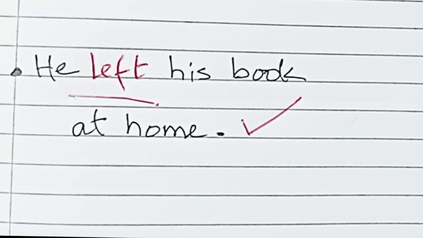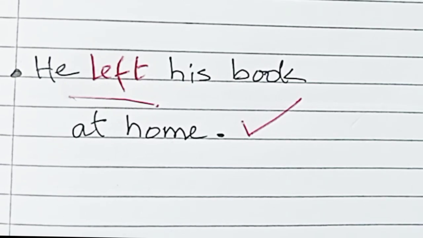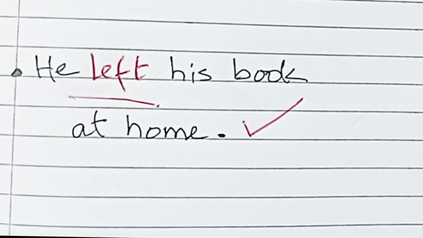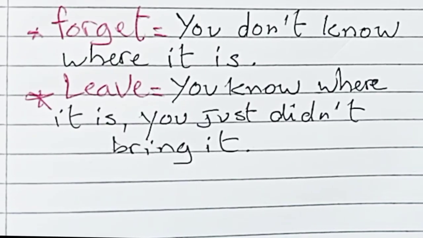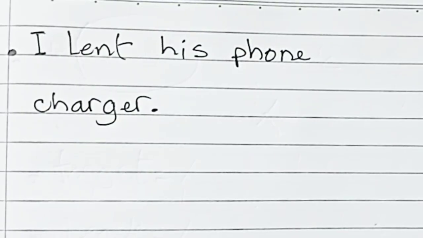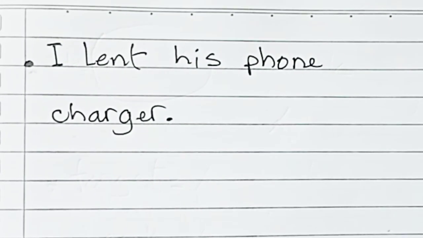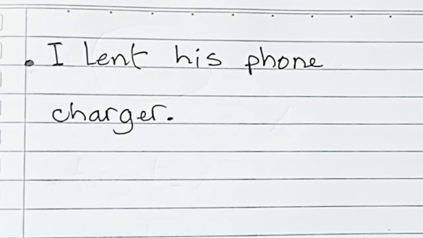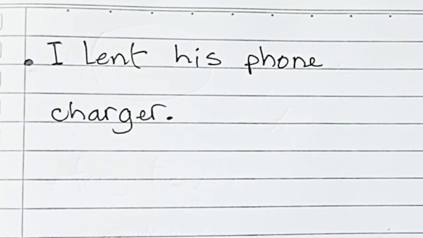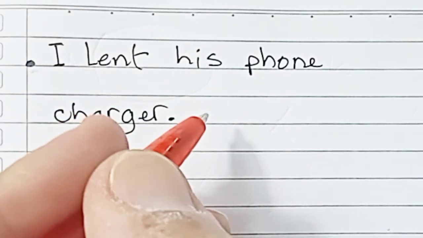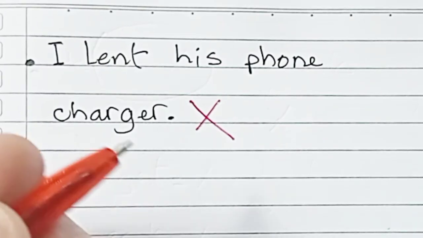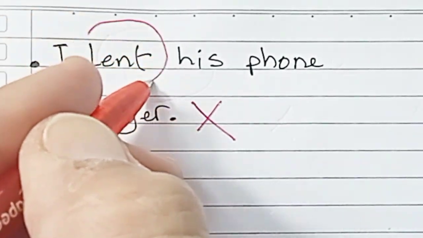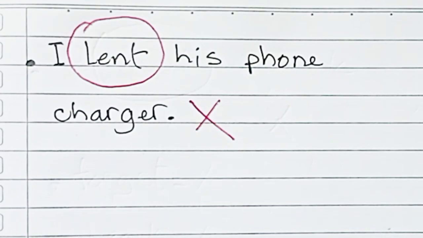So next time, if you leave something in a place and you know where it is, don't say, I forgot it. Just say, I left it. Here is again the difference between forget and leave. Second sentence is, I lent his phone charger. Grammatically, it's correct. Sentence structure is correct. However, it's wrong. What makes it wrong is the verb lent.